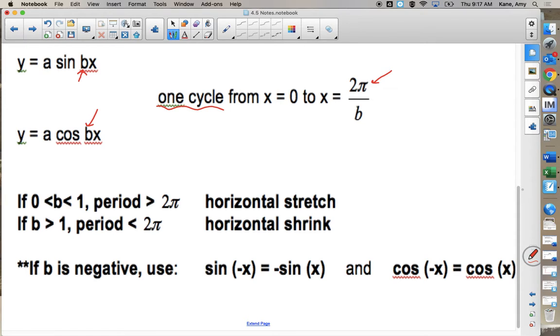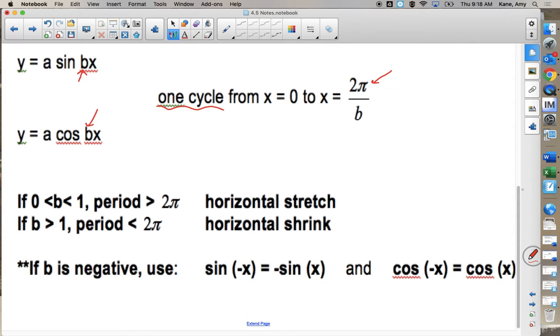So that b value is also associated with the period of the graph, the distance of the graph, and that's why that 2 pi is there as well. So 2 pi represents a couple things. It's 1 rotation around the unit circle. It's also representing the period or the length of the graph. And then that b value is affecting it.